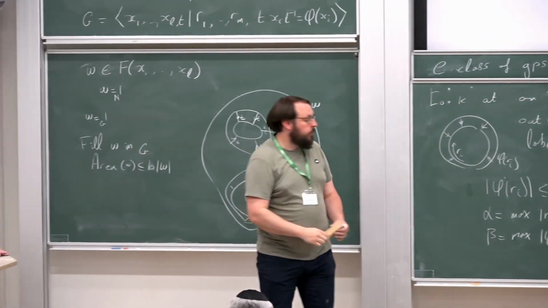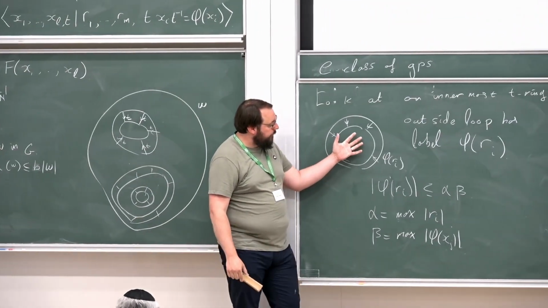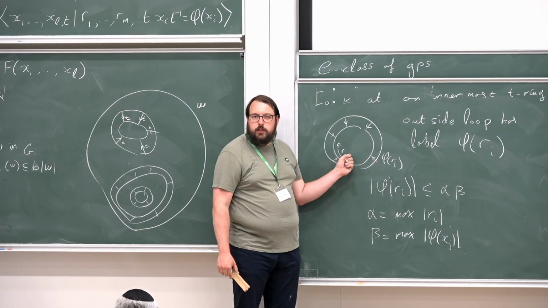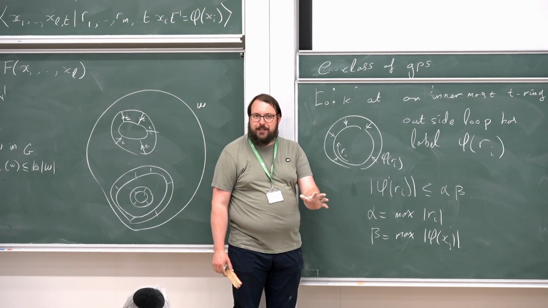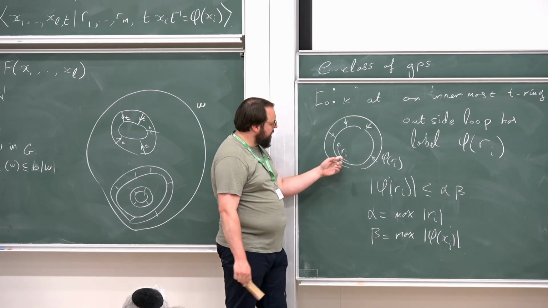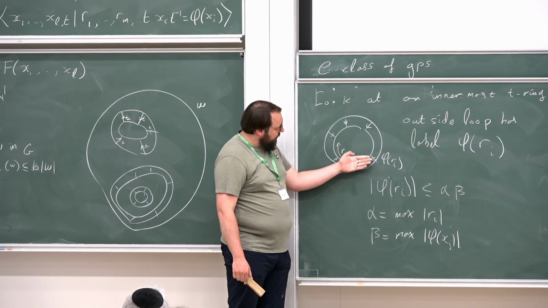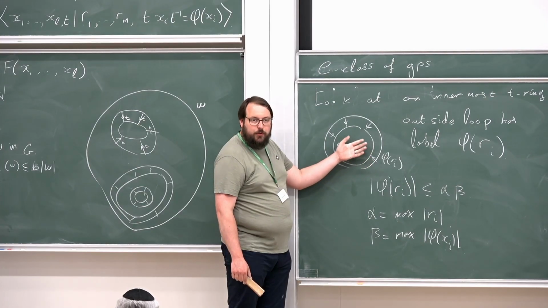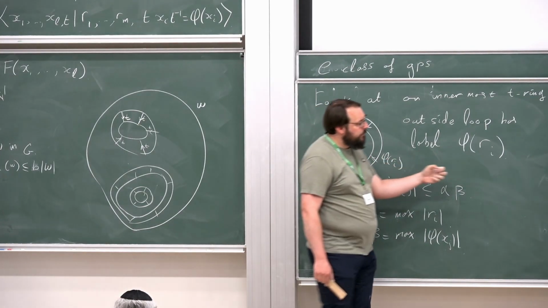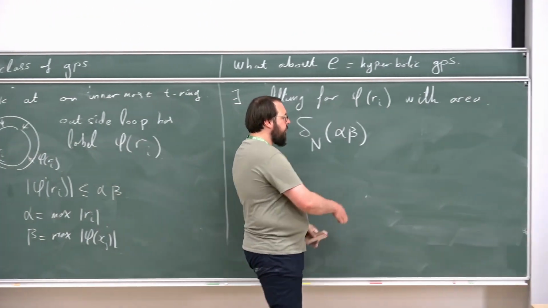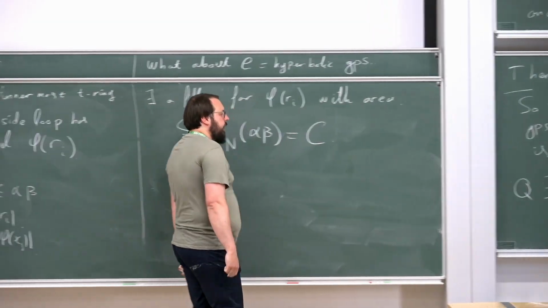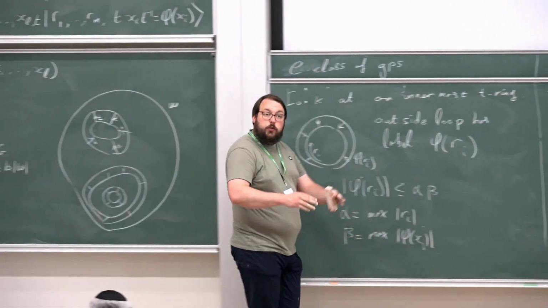Okay? So I can replace an innermost T ring. I did this for a single relation, but if you do this carefully, you can figure out how to do it for some sort of diagram and you get the same thing. So I'm going to call this constant C. You can do this across the whole diagram.